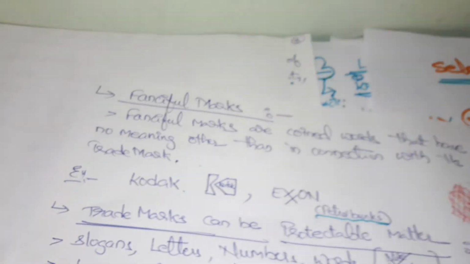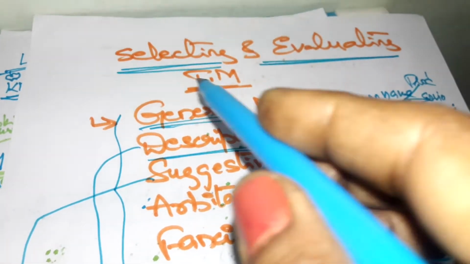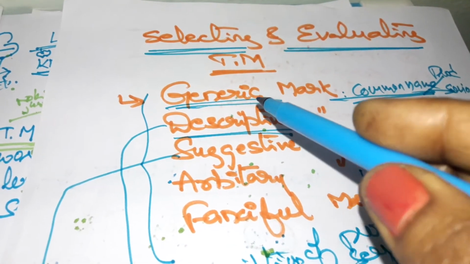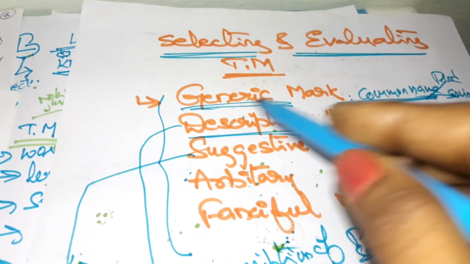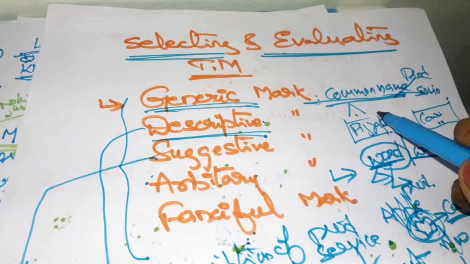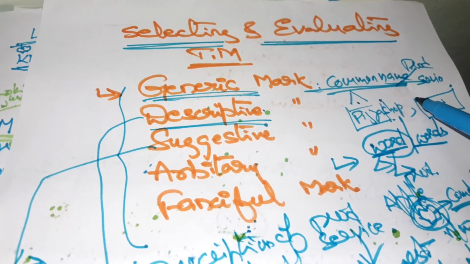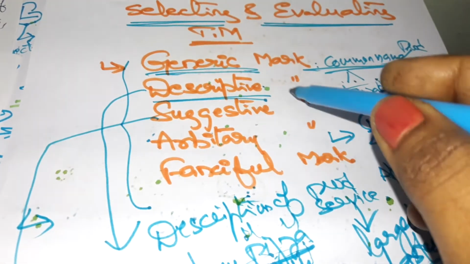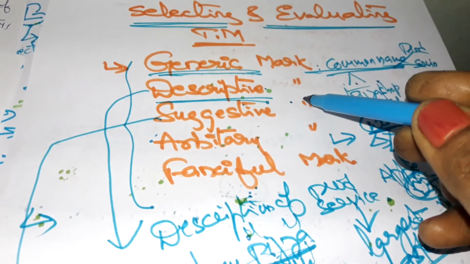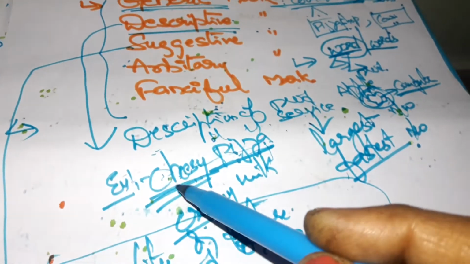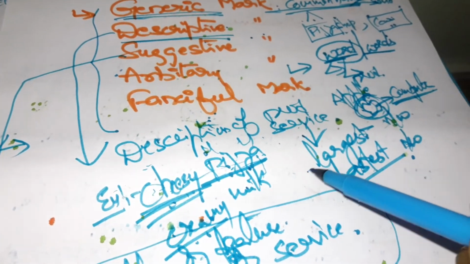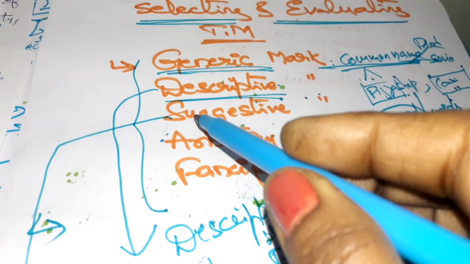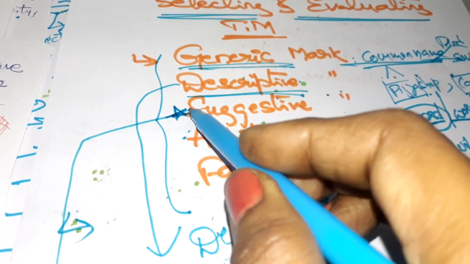These are the categories of the trademarks. Once again, selecting and evaluating the trademark, which is nothing but the categories of the trademark. Your trademark should be one of the following. Generic mark is a common name for the products or the services, for example, pizza shop, courier services and so on. Descriptive mark describes the product or the service, for example, cheesy pizza, creamy milk, largest network, fastest network and so on. Suggestive trademark, suggestive mark, is strongest.